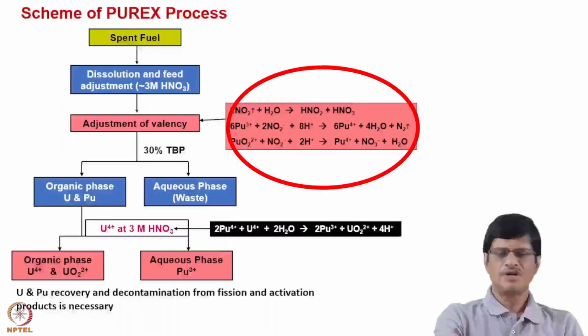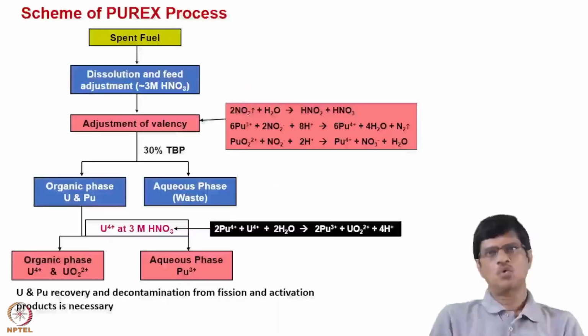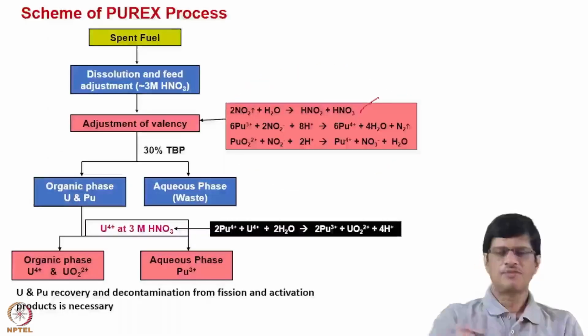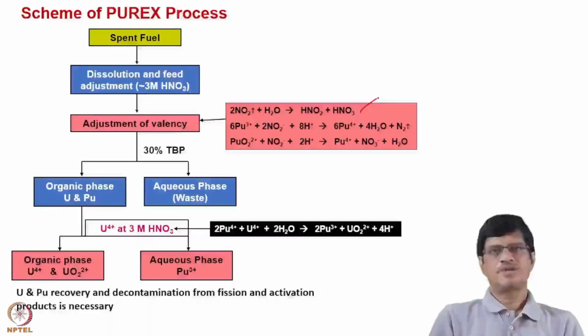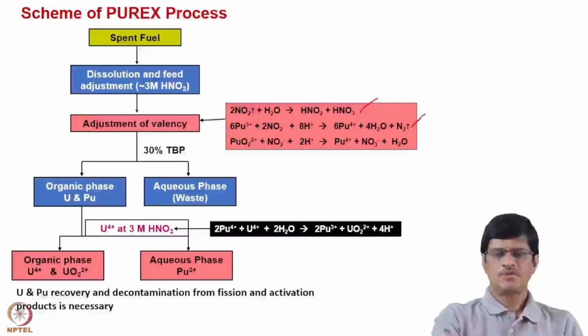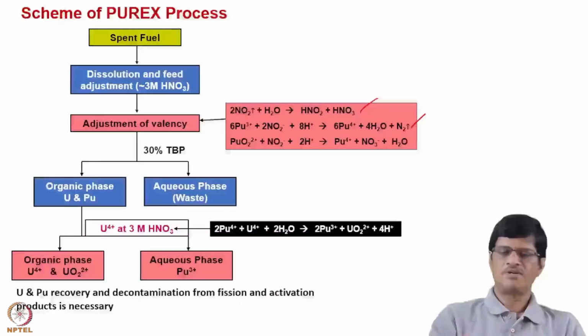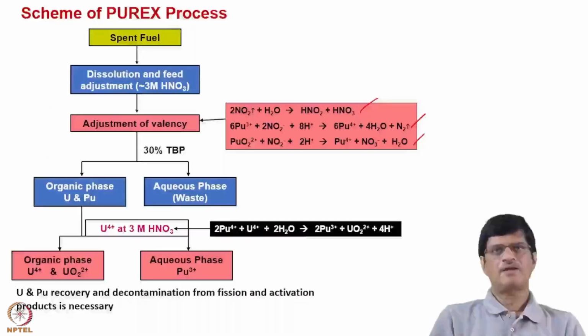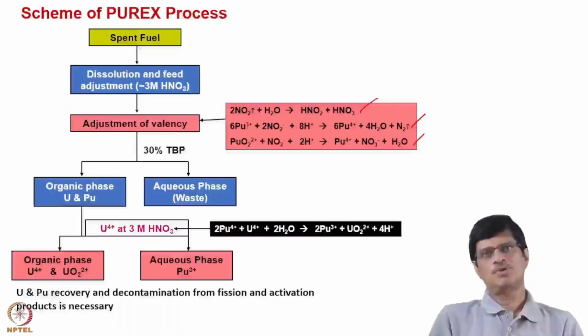You get this nitrite ion by dissolving NO2 as shown here in the first equilibrium, and in the second one the plutonium 3 plus is converted to plutonium 4 plus, and in the third equilibrium shown here the plutonyl ion, that is PuO2 2 plus, is converted to Pu4 plus as well. So nitrite ion is actually doing a dual role. That is, it's oxidizing plutonium 3 plus and also reducing plutonium 6 plus.